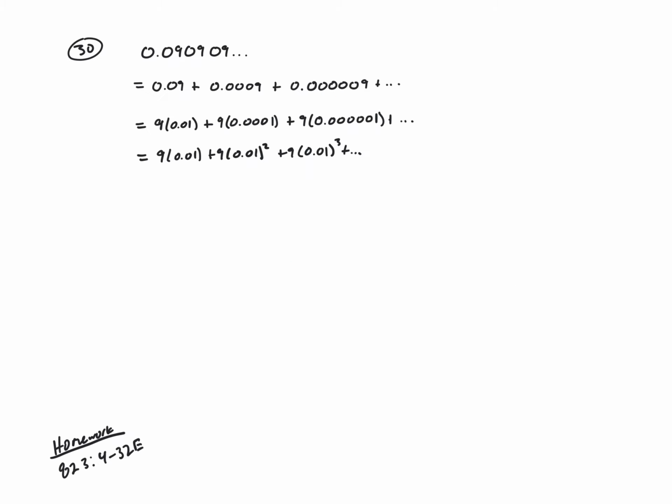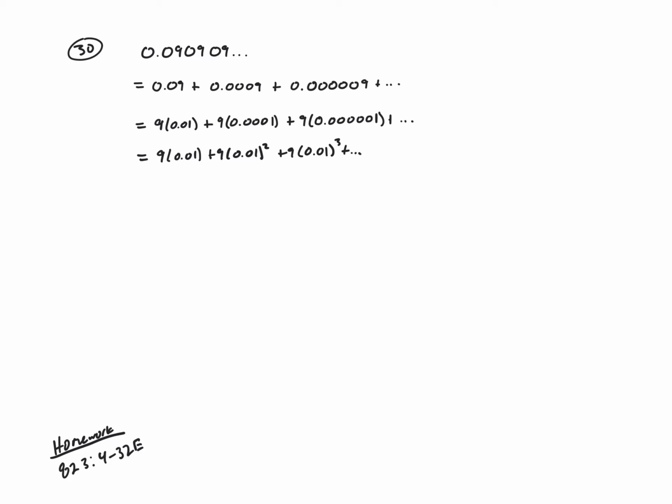Alright, now we have one more to work out here. On number 30, they ask us to write this repeating decimal as a fraction. Now there are other methods of doing this, but this is a pretty cool one and a cool way that we can work with an infinite sum.